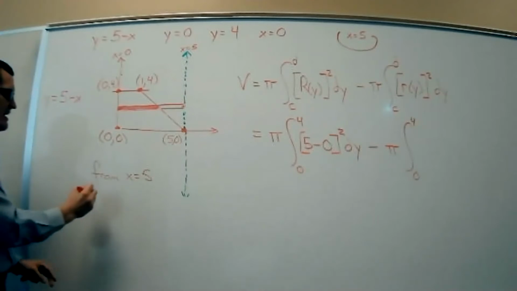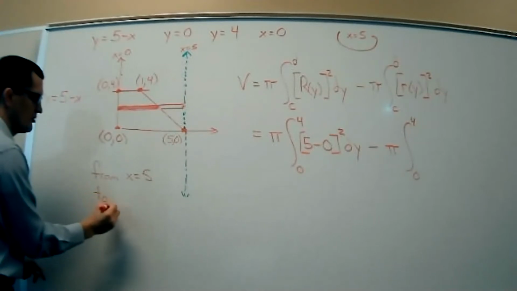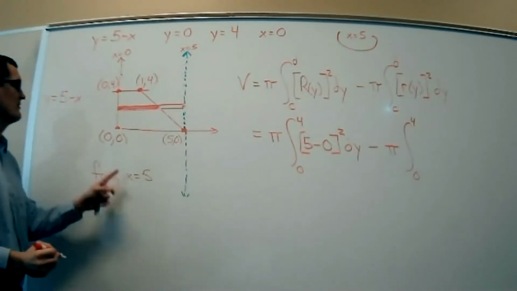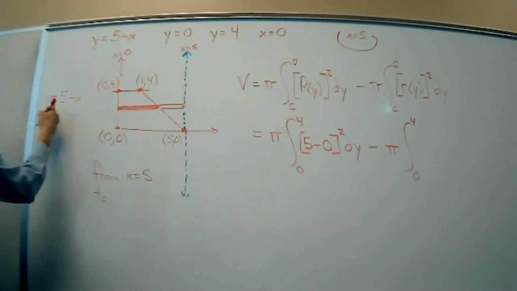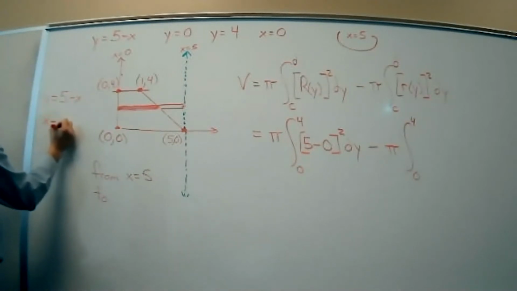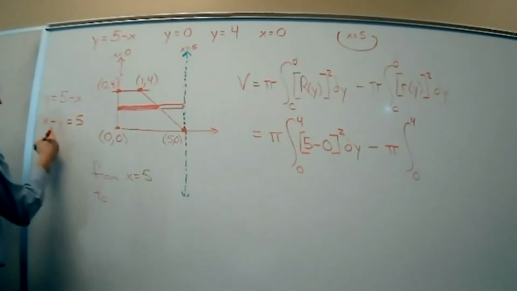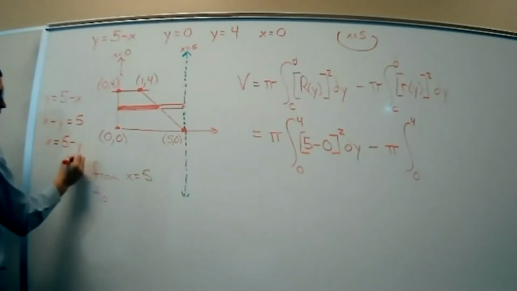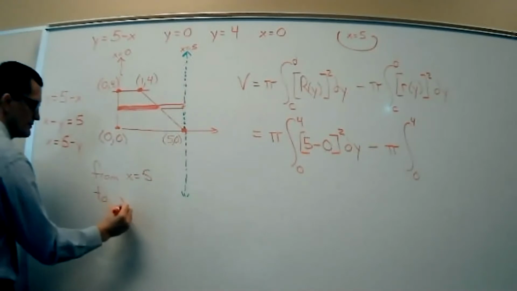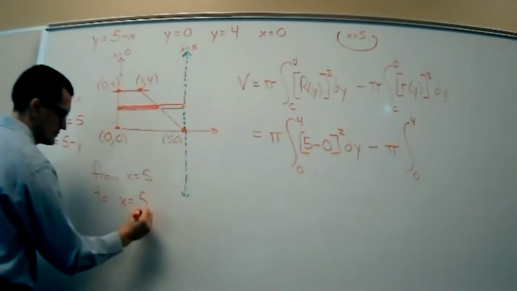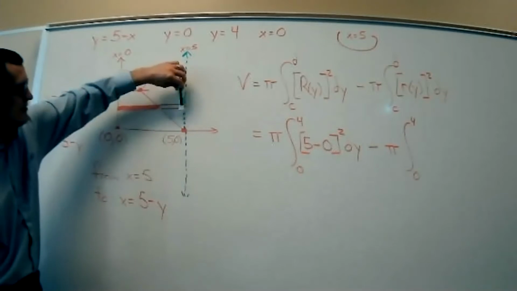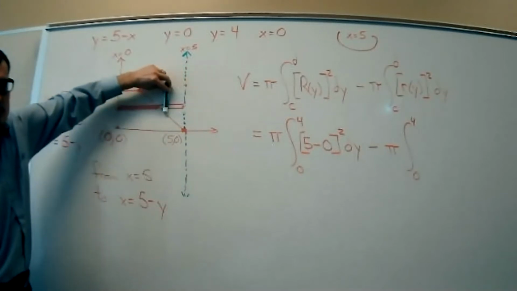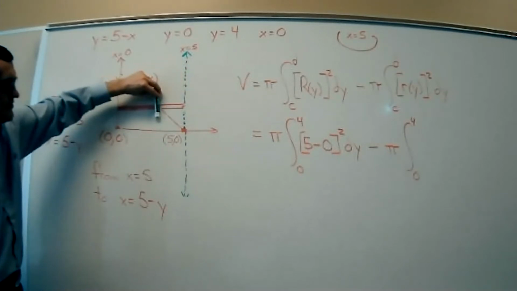We can't say 2y equals. We need to solve this with respect to x. If you solve this with respect to x, add x to both sides: x plus y equals 5. Then subtract y. You get x equals 5 minus y. So it goes from x equals 5 to x equals 5 minus y.